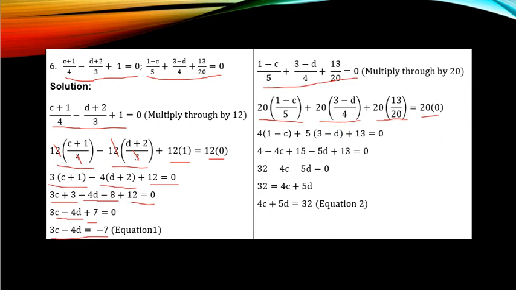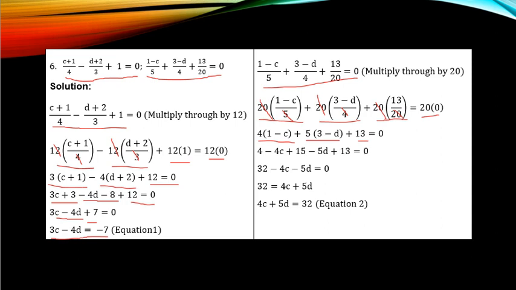Okay, so let's proceed with clearing the fractions. Divide 20 by 5, you have 4 that will multiply 1 minus c. Divide 20 by 4, you have 5 that will multiply 3 minus d. Divide 20 by 20, you have 1 that will multiply 13, and you have 13. And you multiply 20 by 0, you have 0.